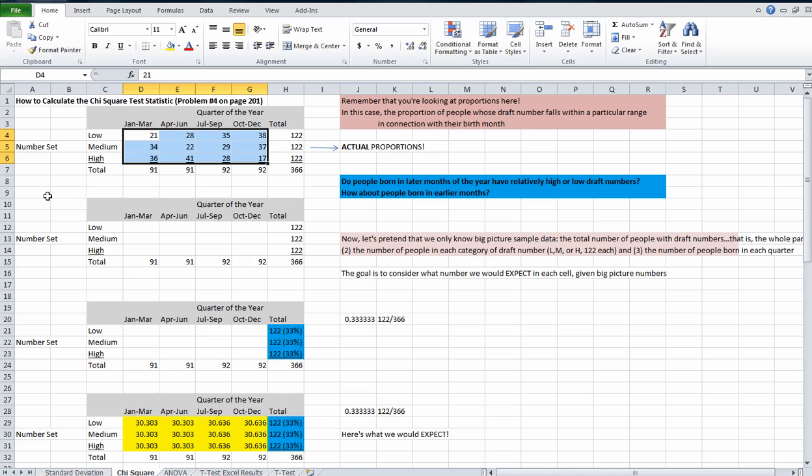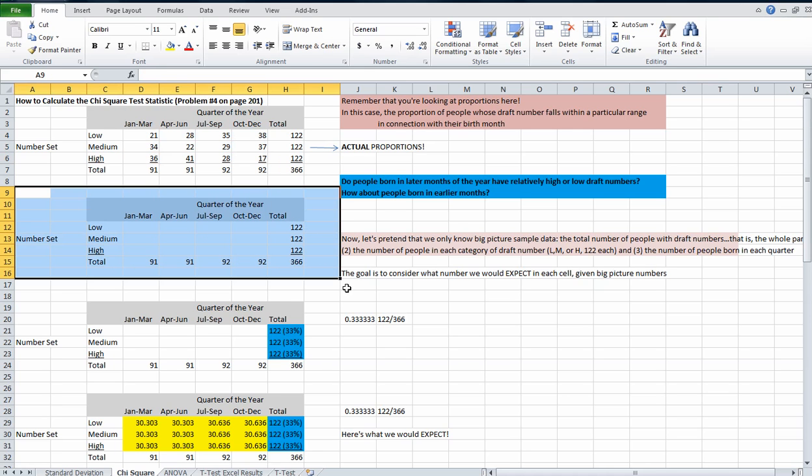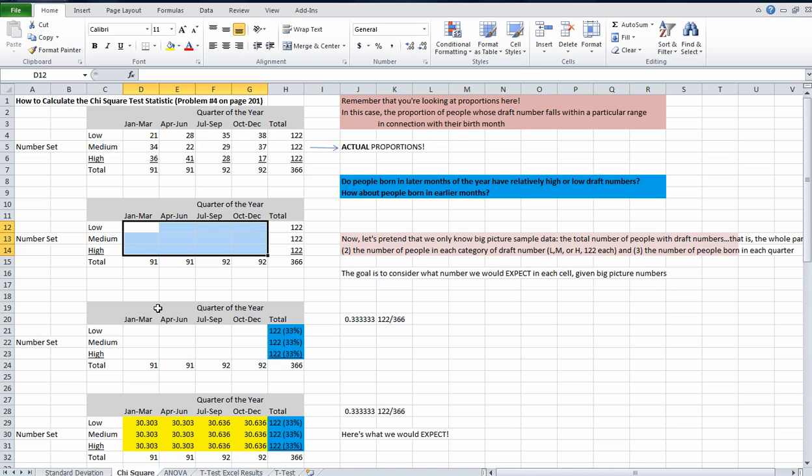Okay, now we're going to look at what you might have expected to get just randomly. The best place to start, from my perspective, is by removing all of the data above and just having the big picture sample data. So we took out all the actual numbers. What we have left here is just information about respondents generally collected. For example, we know that the number of respondents in total was 366. We also know that 122 of them had low draft numbers. We know 122 had medium level draft numbers, and the number of people who had high draft numbers is 122.